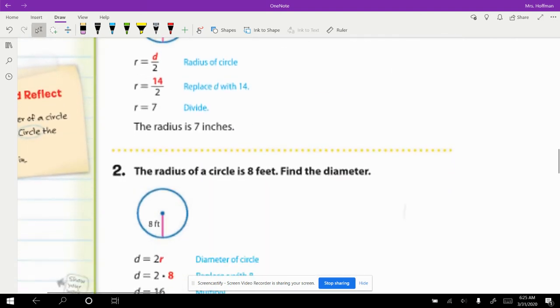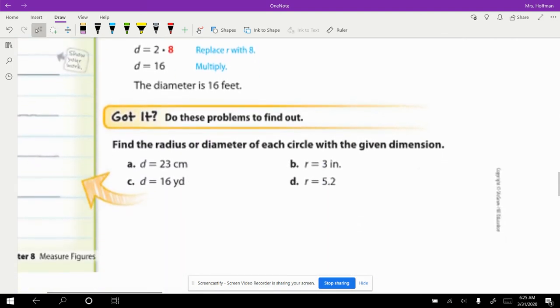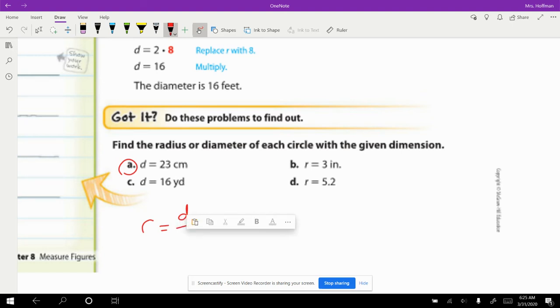So let's go down to the bottom to the example problems, and let's try these out. We'll need to decide which formula we're going to use for the first one. If they give us the diameter of 23 centimeters, we're going to need to turn around and find the radius. So I want to use the one that finds the radius, and we know that the radius is going to cut the diameter in half. So R is equal to D over 2.